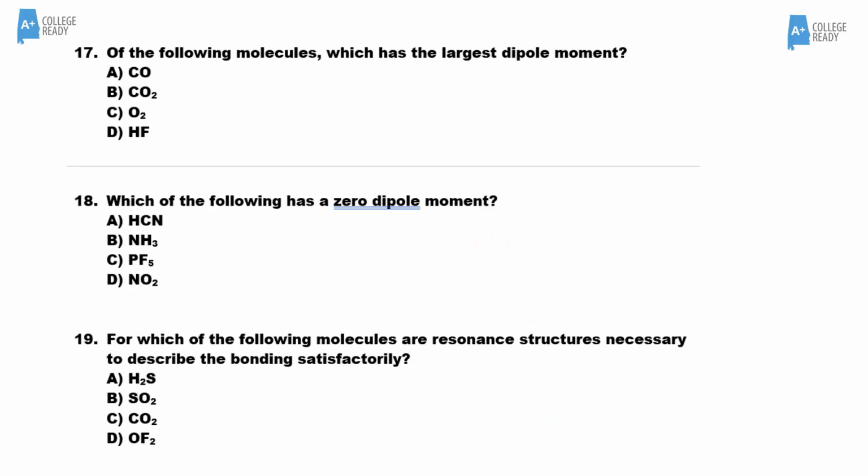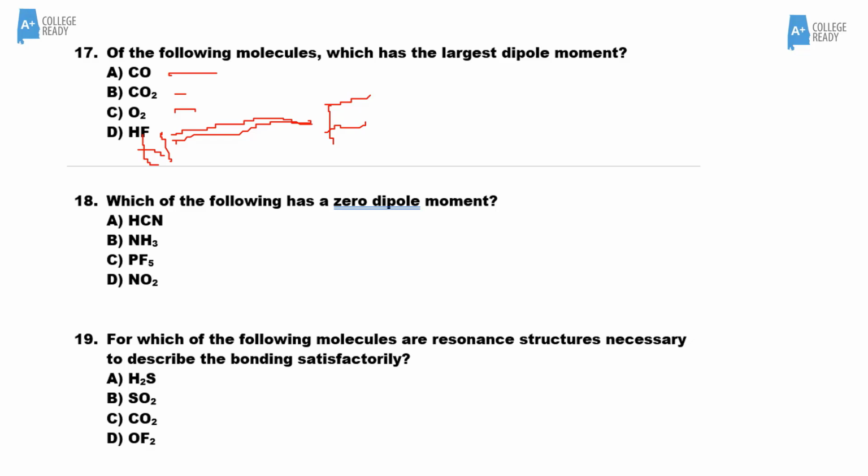The biggest dipole moment is the greatest difference in electronegativity. CO2, we've already said, is non-polar. That can't be it. O2 is an oxygen attracted to an oxygen, very non-polar. Carbon monoxide would be polar a little bit, but H and F have a huge difference in electronegativity between the fluorine and the hydrogen, and that huge difference in electronegativity means it's going to be the most polar. It is so polar that HF molecules form hydrogen bonds.